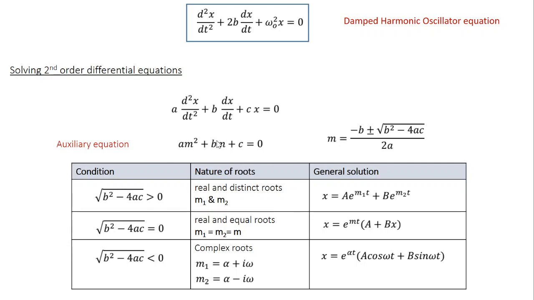This is a quadratic equation. Now you need to find the roots of the quadratic equation, that is, for what values of m this equation becomes 0. We know the standard form of the root, m equal to minus b plus or minus square root of b square minus 4ac, divided by 2a. Now I can have three conditions: one, b square minus 4ac greater than 0; b square minus 4ac equal to 0; and b square minus 4ac less than 0.